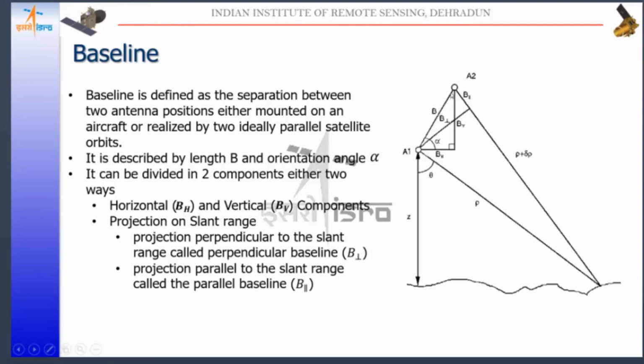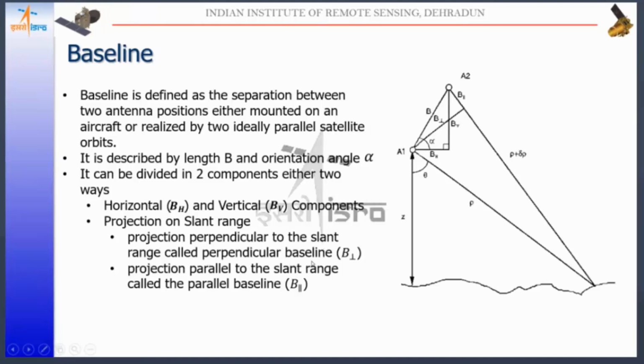Okay, so if this is the B, we can project it on the slant plane. So this is the slant plane. Then we can get components: B parallel, which is parallel to the slant range, and B perpendicular, which is perpendicular to the slant range. The projection perpendicular to the slant range is called the perpendicular baseline, and the projection parallel to the slant range is called the parallel baseline.